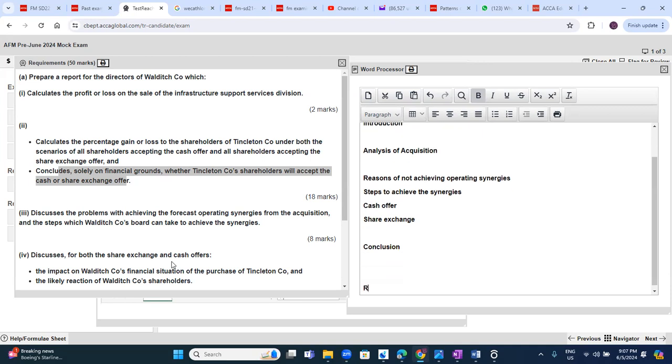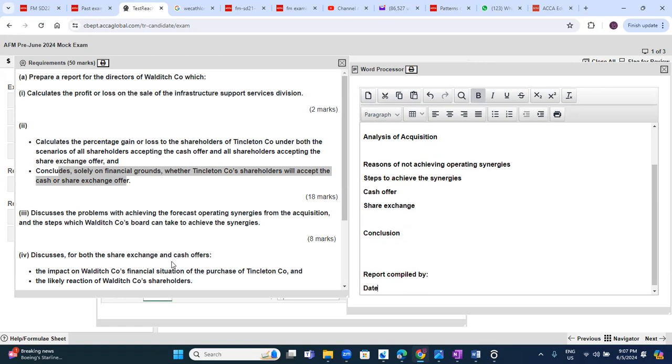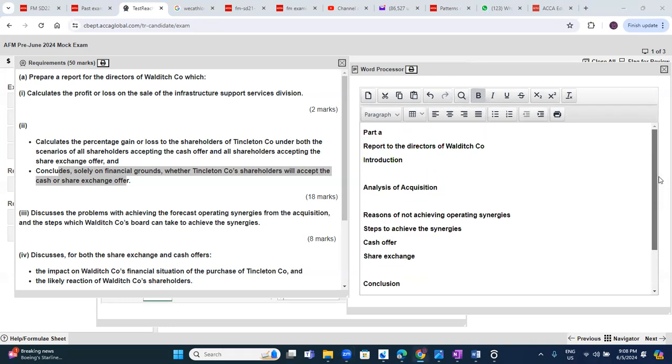And the last, the report compiled by and date. There is no need to write who is compiling the report. Don't write your name. Don't write the date even. Just give the heading. So these are the headings. I didn't make the report, but these are the headings. Report should be in present tense.